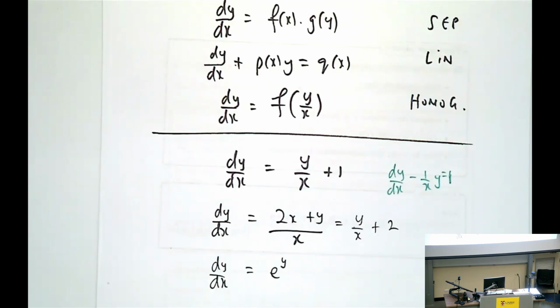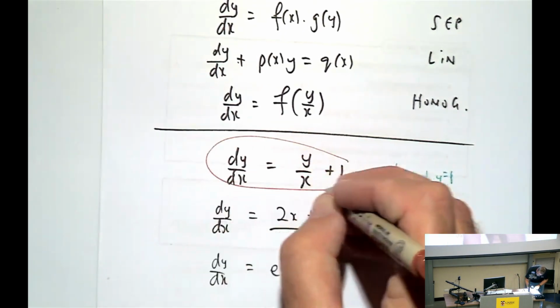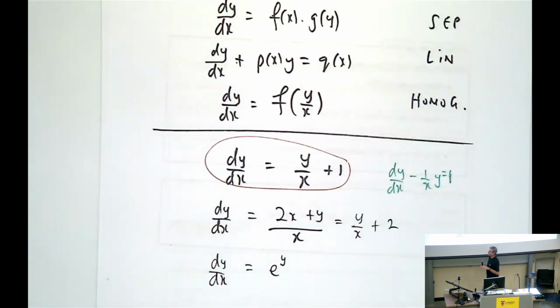So you can see here, that one's separable, linear, but not homogeneous. That one's linear, homogeneous, but not separable, right? You can have problems that are homogeneous, but not linear. Do you want me to give you an example? Okay, I'll give you an example.